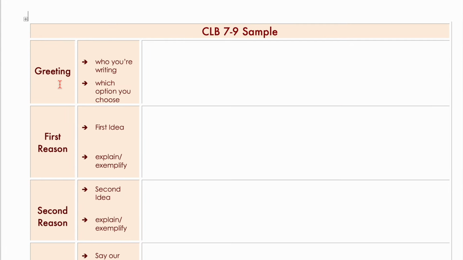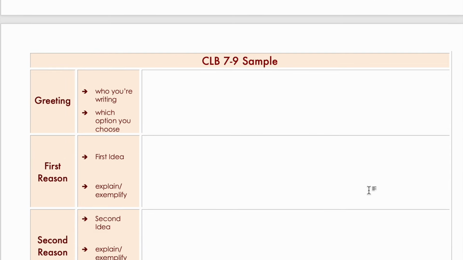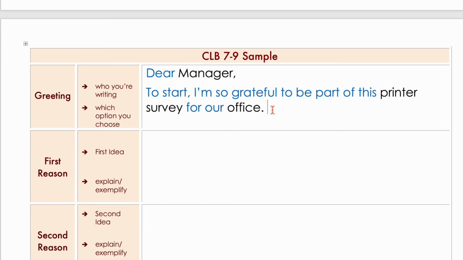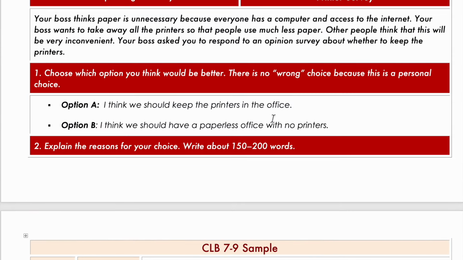And the first part is the greeting. We start off with who you're writing. Well, it looks like we're writing to our manager. Okay, so then let's start with our greeting. All right, so: Dear manager, to start, I'm so grateful to be part of this printer survey for our office. So, manager, boss, it says your boss up here. I think your boss can be your manager, okay? Sounds a little bit more informal to say dear boss, but let's just say manager.